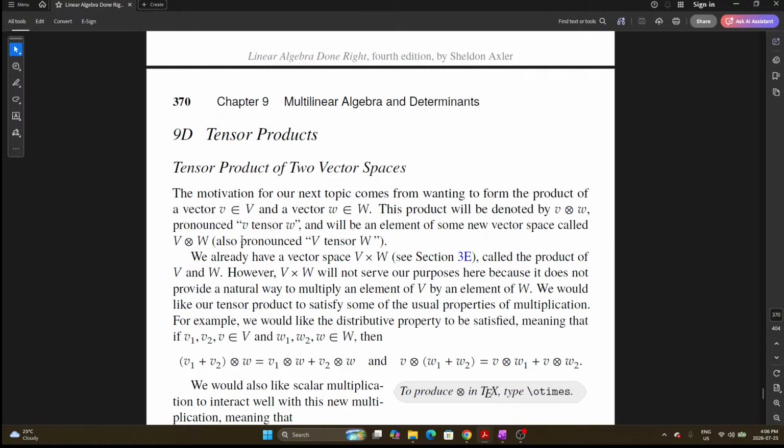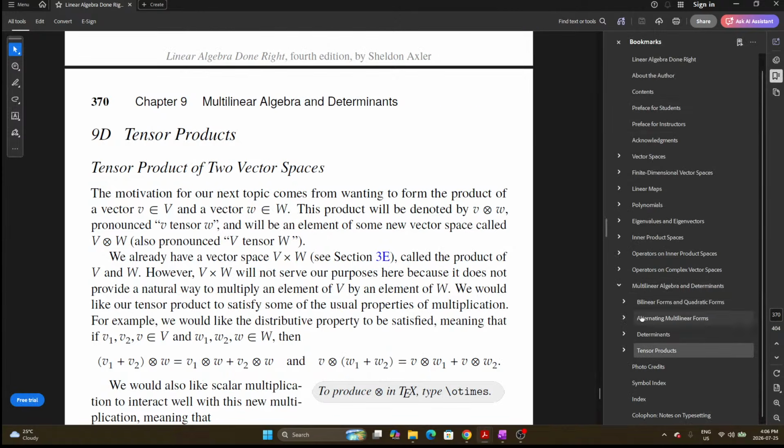So this is Sheldon Axler's Linear Algebra Done Right. And in the very last chapter, actually the very last section, is called multilinear algebra and determinant. We all know Axler hates determinants, right? So he saved determinant till the very end. And after determinant, he introduced the tensor product. So Chad earlier said this is how tensors were introduced in quantum mechanics. Indeed. Based on my limited knowledge, this is how quantum entanglement is described using tensor product spaces.